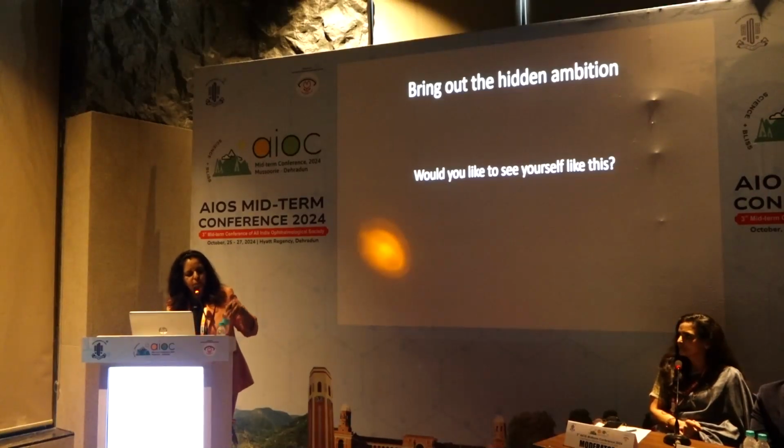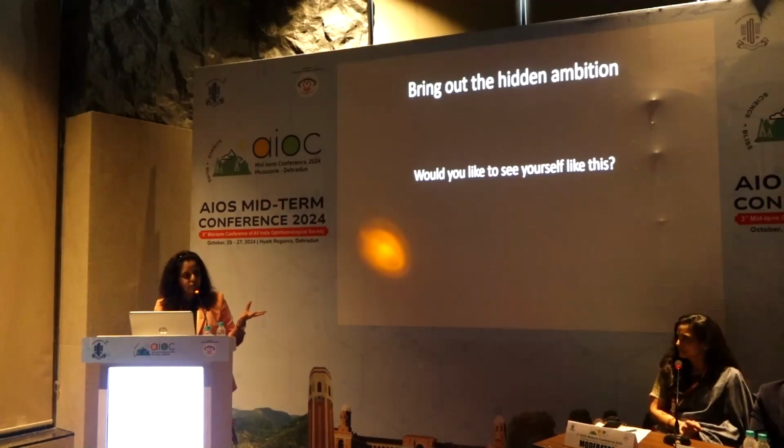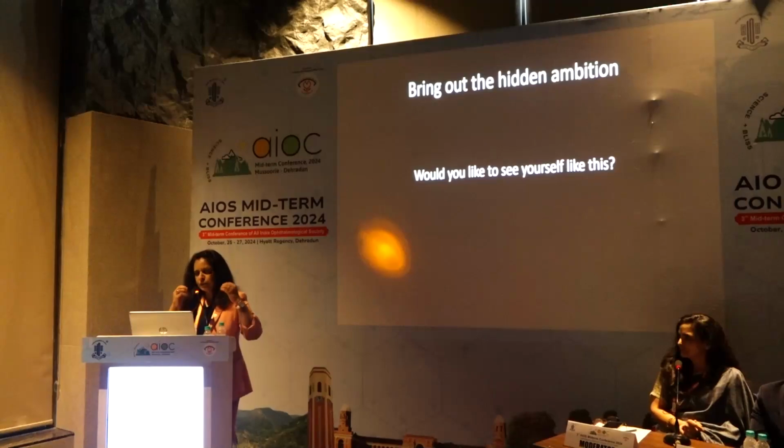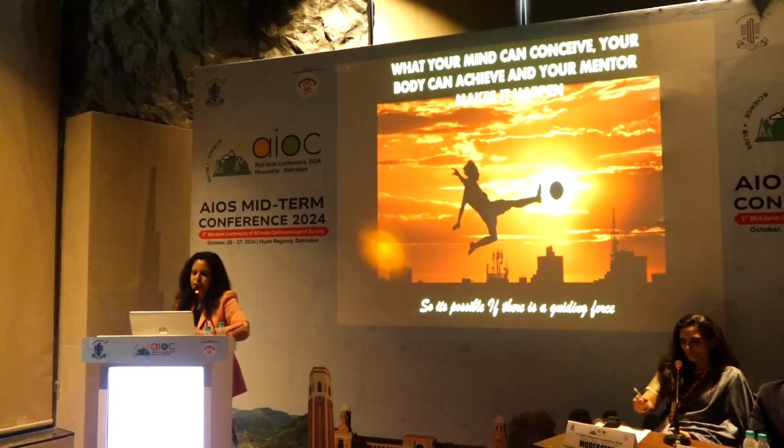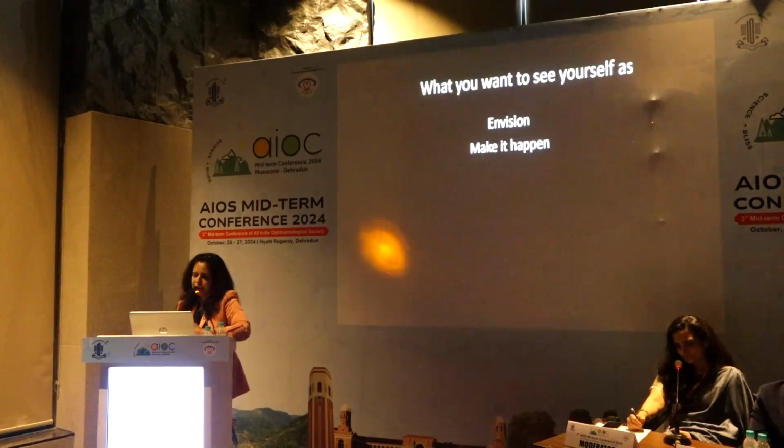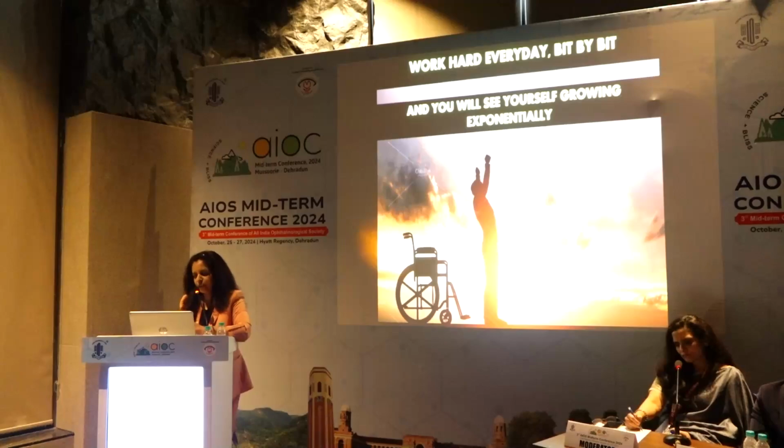So similarly, every mentor has a role to take out that hidden ambition from them, because every person may have a different ambition. So you cannot be just thinking in one direction and doing it your way. You have to do it the way your mentee is thinking. What your mind can conceive, your body can achieve, your mentor can make it happen. So again, it's almost the same thing I said in the last slide. You have to make your mentee envision, and after that, you have to make the mentee make it happen. Once you do that, you're a good mentor for that mentee.